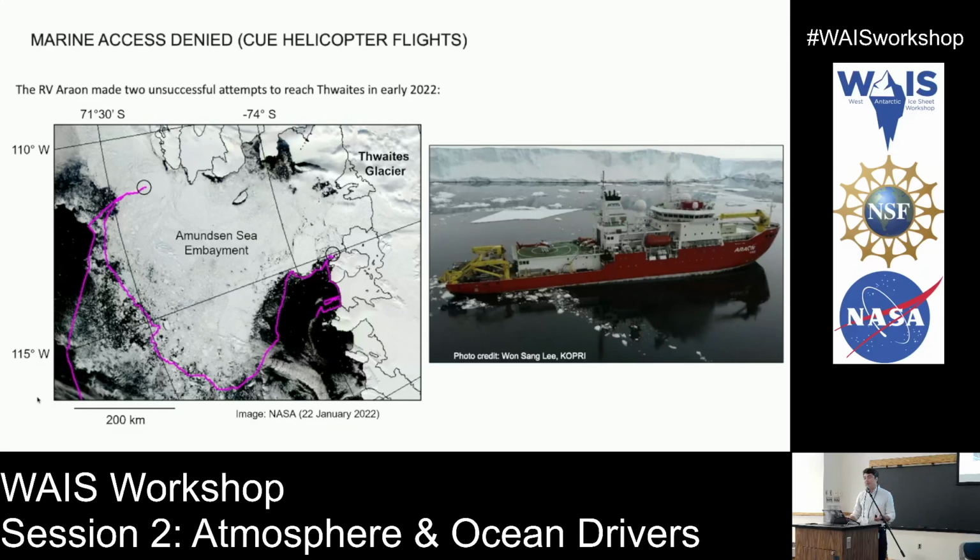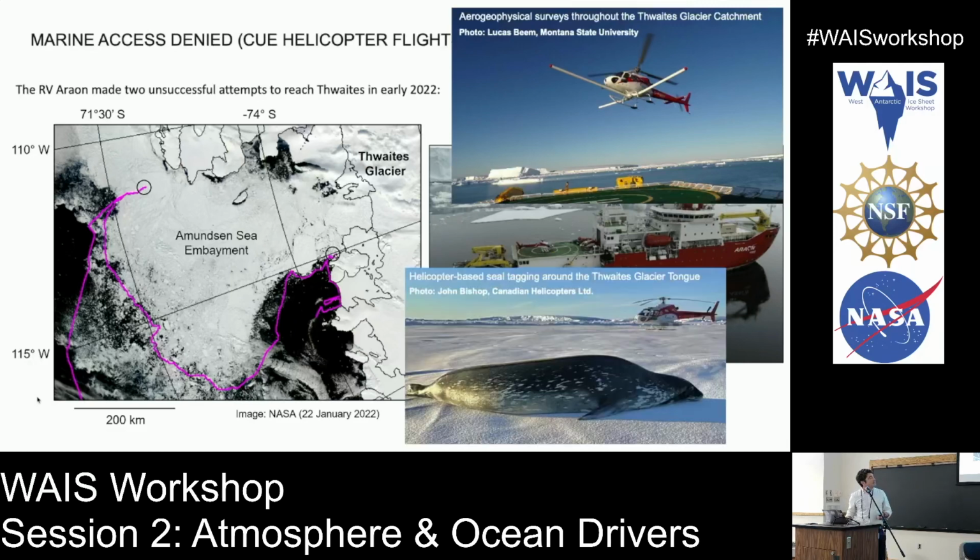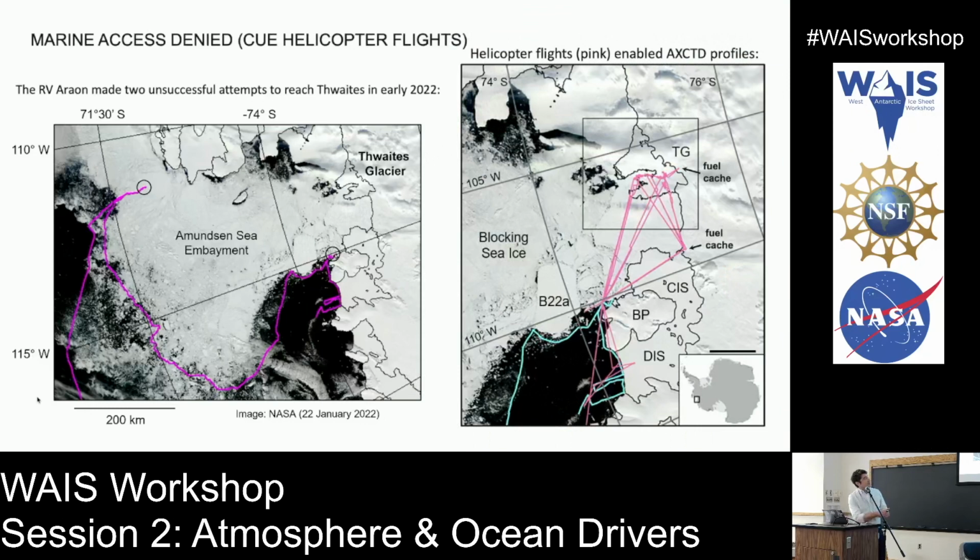But fortunately, the KOPRI team sails with helicopters, and that didn't stop them from acquiring aerogeophysics upstream and downstream of the grounding line, and also tagging seals all around Thwaites. It's important to acknowledge that this required flying over 100 kilometers, about 130 kilometers from the closest position of the ship, just to even get to Thwaites. So we had to set up fuel caches upstream of the grounding line in these two places. These flight lines show just the lines from the AXCTD flights that I'm here to talk about, but the helicopter was also deploying APRESes, tagging seals, and doing the aerogeophysics. It was annoying because of the transit time, but the science could proceed.